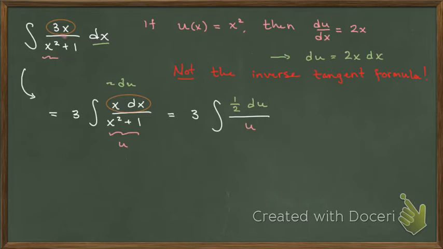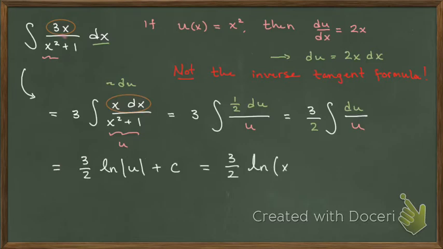Okay, 1/2 du over u isn't exactly one of them. So I move out the 1/2 and I get 3/2 integral of du over u. Now this is one of those basic formulas. The integral of du over u is a natural log of u, right? So what this integral becomes is 3/2 natural log of u plus c. And when I put u back in there, I get an x squared plus 1 in my natural log.